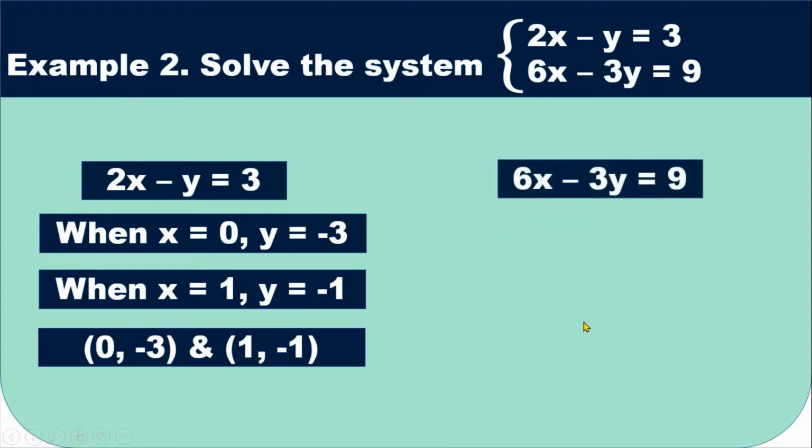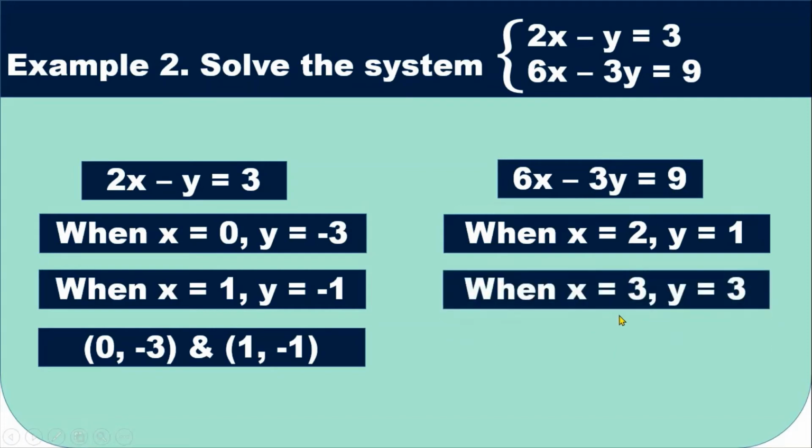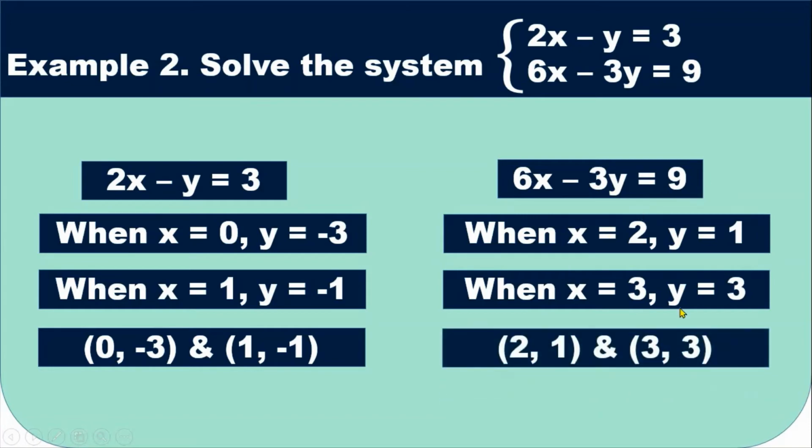For the second equation, assigning value for x, let's say when x is 2, y should be 1, so that 6 times 2, which is 12, minus 3 times 1, which is 3, 12 minus 3 is equivalent to 9. Another, when x is 3, y should be 3, so that 18 minus 9 is 9. Therefore, the graph of this equation passes through the points (2, 1) and (3, 3).